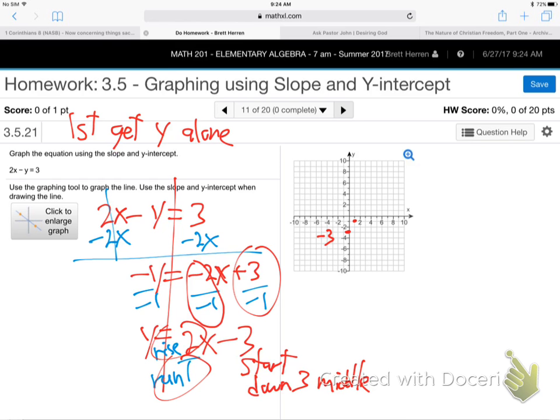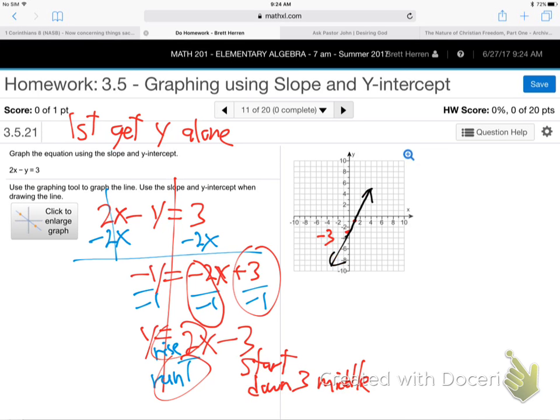Is that good? I don't know if I can even draw it that small. Yeah, I'm not going to try. Up 2 and over 1. And then we connect the dots. Or Math Excel will do that automatically.